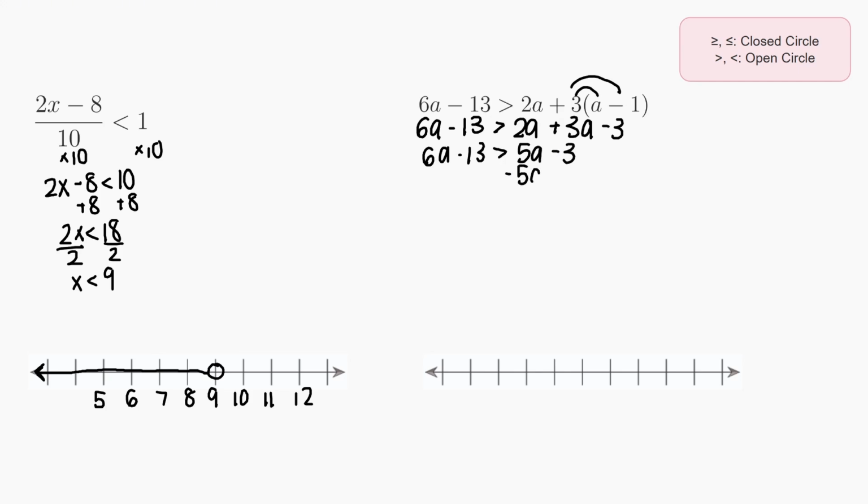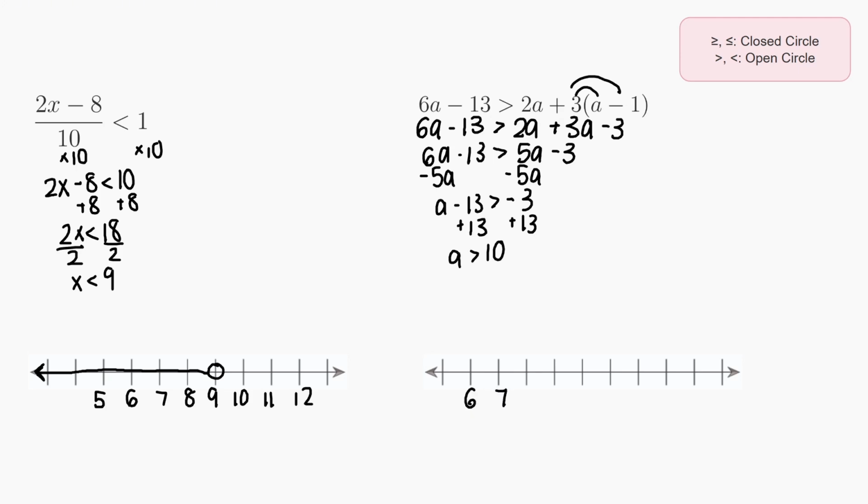So we subtract both sides by 5a. We get a minus 13 is greater than -3. Let's add 13 to both sides to isolate that a. We get a is greater than -3 plus 13, which is 10.